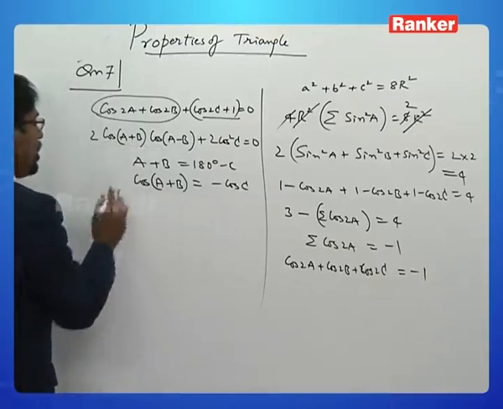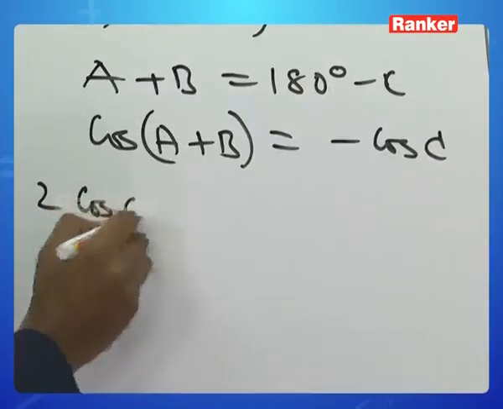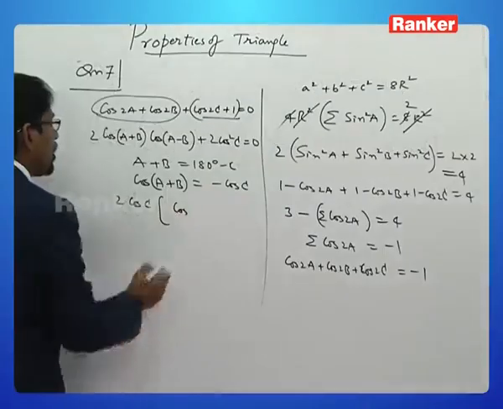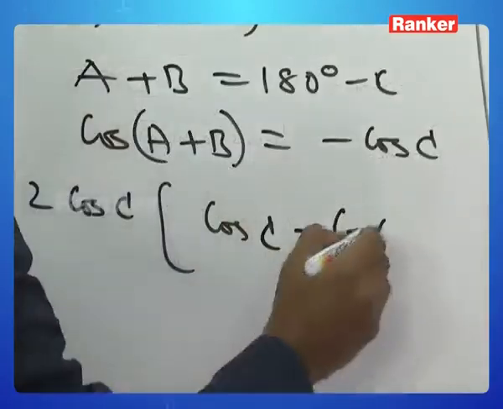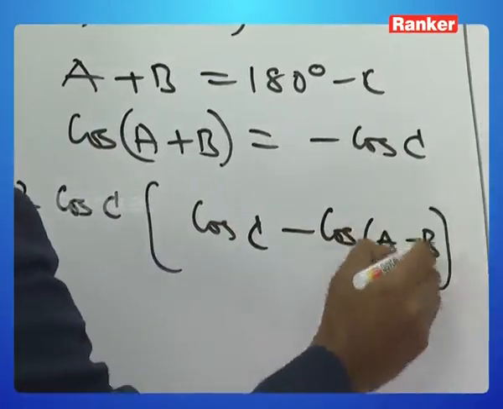So we have therefore cos C common here. 2 cos C into cos C minus cos of A minus B is equal to 0.